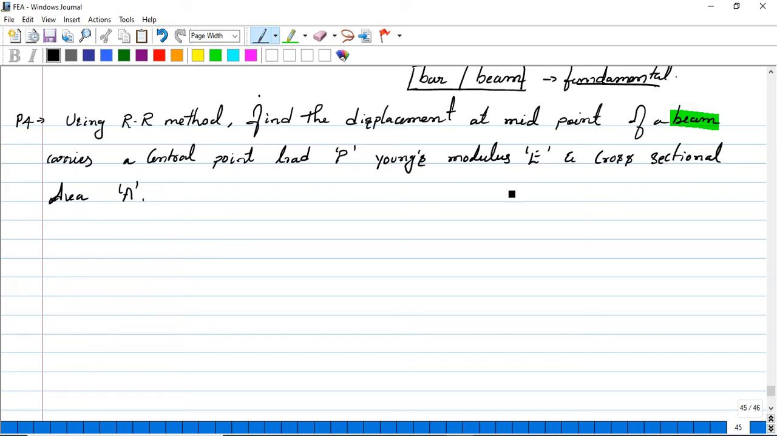Based on this problem, if I want to draw, let me consider a beam which is fixed at both ends. There is a load acting at the center, a point load which I will represent as P at the midpoint. If I consider this entire distance as L, the distance from the left end to the center I can consider as L by 2, and the remaining as L by 2.